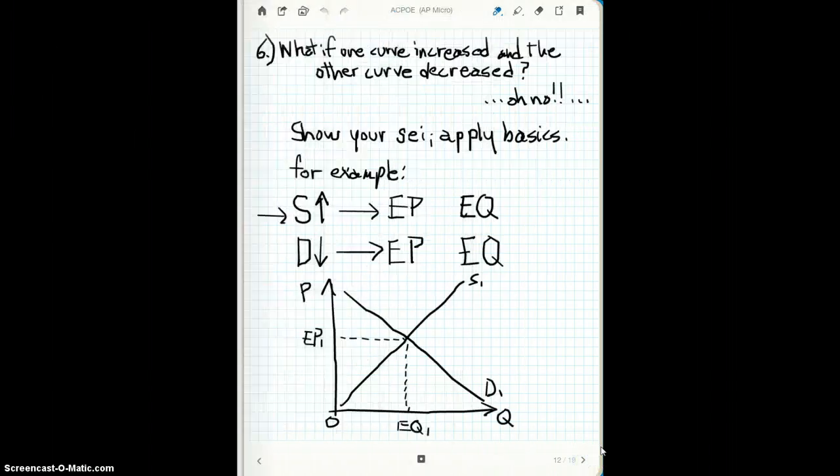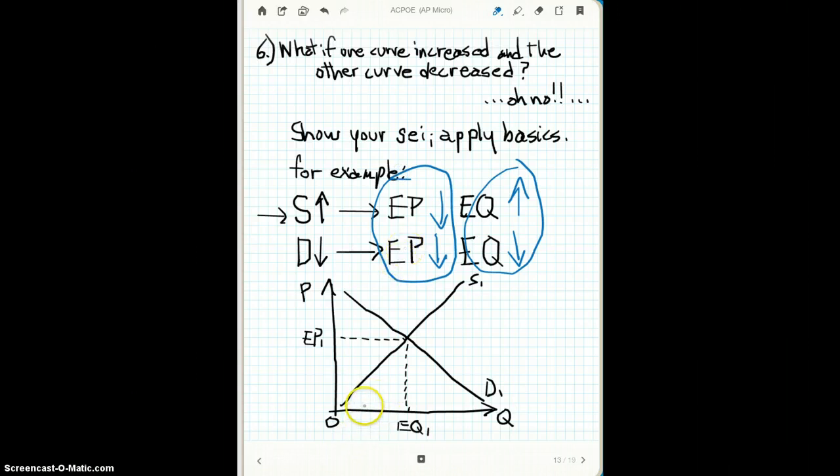We need more information. Now, point 6, what if one curve increased and the other decreased? Oh no. Show your calmness, as they say in the martial arts, and apply basics. For example, let's say one function increased, supply increased. We know equilibrium price will fall, equilibrium quantity will increase. Demand decreasing, we know from before, the effect is going to be a decrease in equilibrium price and equilibrium quantity. So here we're not sure. The effect on quantity is indeterminate, but we're pretty sure that price is going to go down.